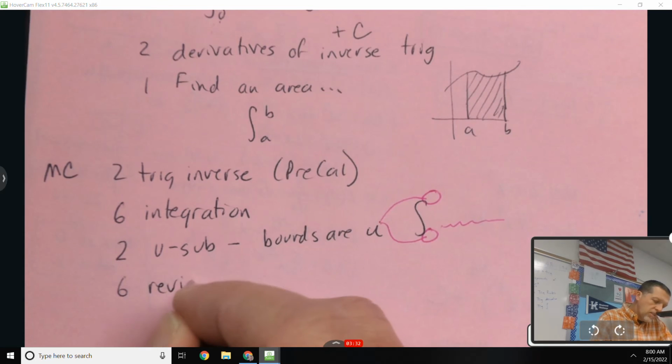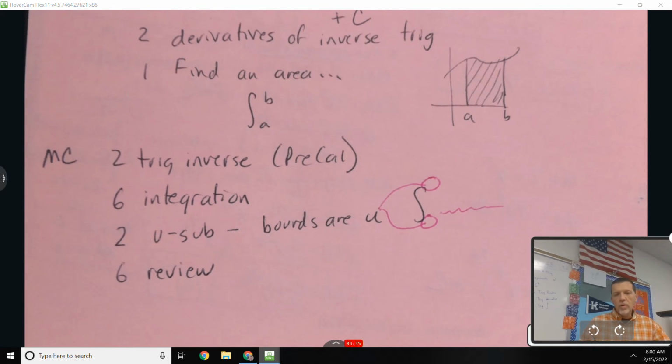And then 6, just old school review type questions, some of which are similar to the warm-ups that we just did.